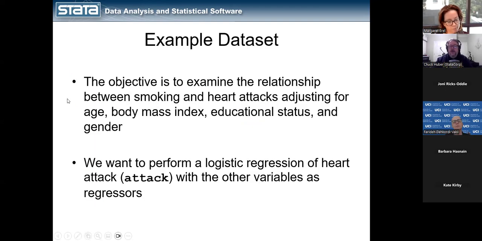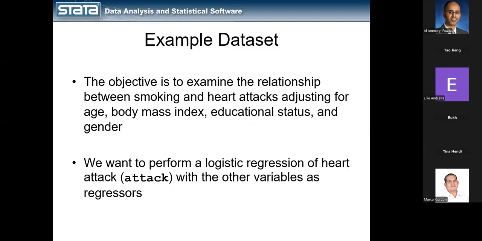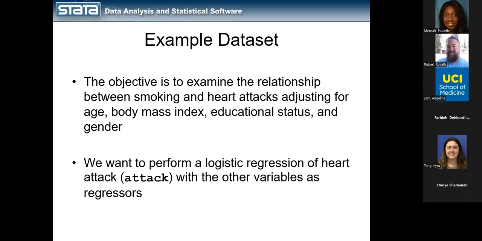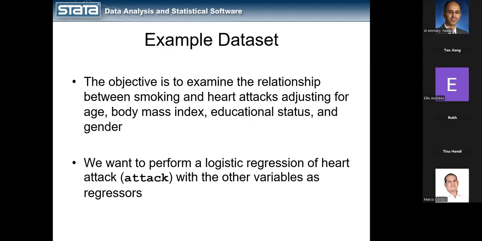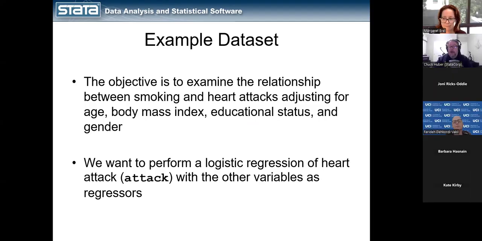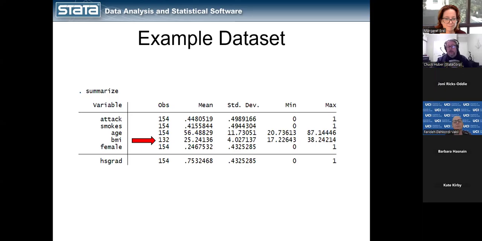So the objective here is to examine the relationship between smoking and heart attacks. We speculate that there might be some relationship between smoking and heart attacks. Very cutting edge research here. And we want to adjust for age, body mass index, educational status, and gender. So to do this, we want to perform a logistic regression model for the binary dependent variable heart attack or not, and use the other variables as regressors.